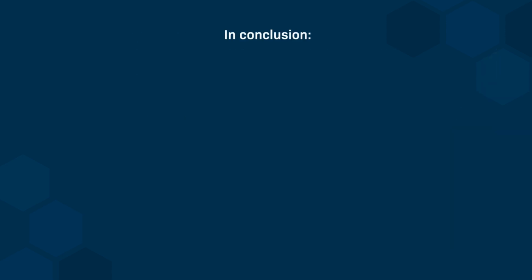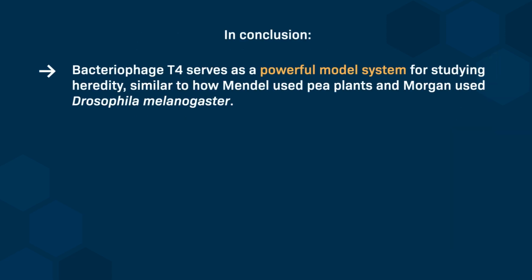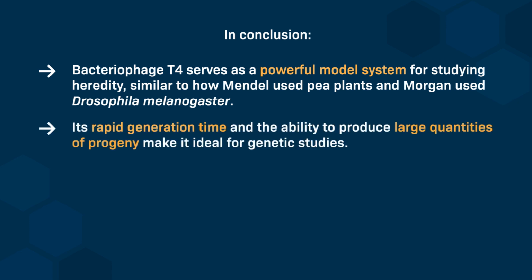In conclusion, T4 bacteriophages are a good model system for studying heredity, similar to how Mendel used pea plants and Morgan used Drosophila. Its rapid generation time and the ability to produce large quantities of progeny make it ideal for genetic studies.